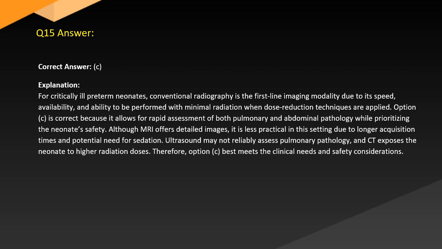Answer. Correct answer: C. Explanation. For critically ill preterm neonates, conventional radiography is the first-line imaging modality due to its speed, availability, and ability to be performed with minimal radiation when dose reduction techniques are applied. Option C is correct because it allows for rapid assessment of both pulmonary and abdominal pathology while prioritizing the neonate's safety.